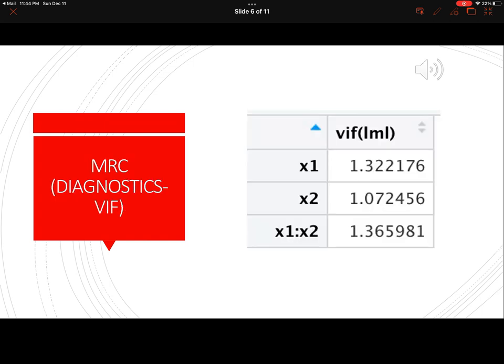Before moving on, looking at our VIF concerning the MRC, we see that the x1 and x2 covariates are above 1 but on the lower end, so we don't have too much concern for multicollinearity here, but we should still do something to ensure that we do not.